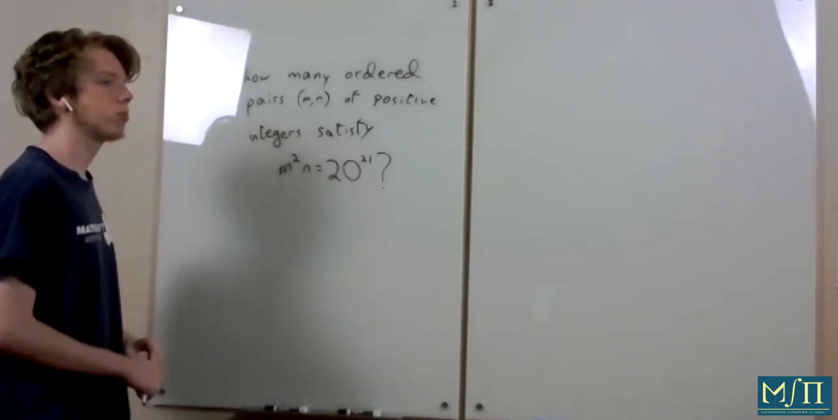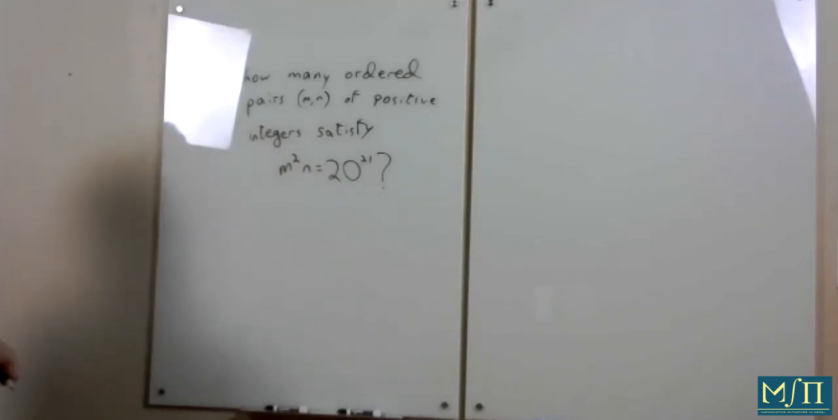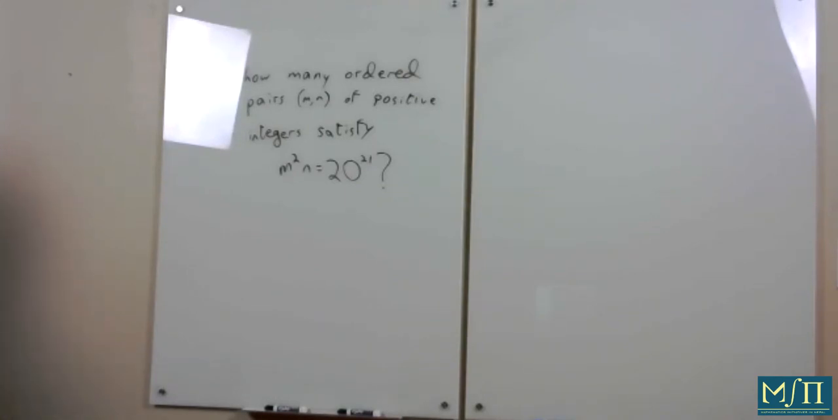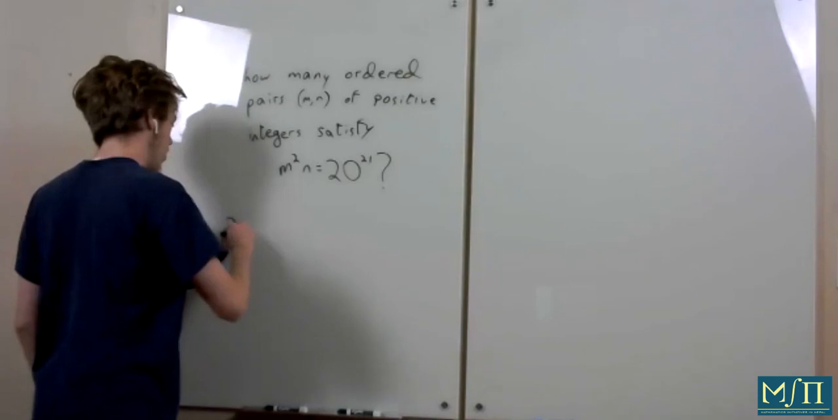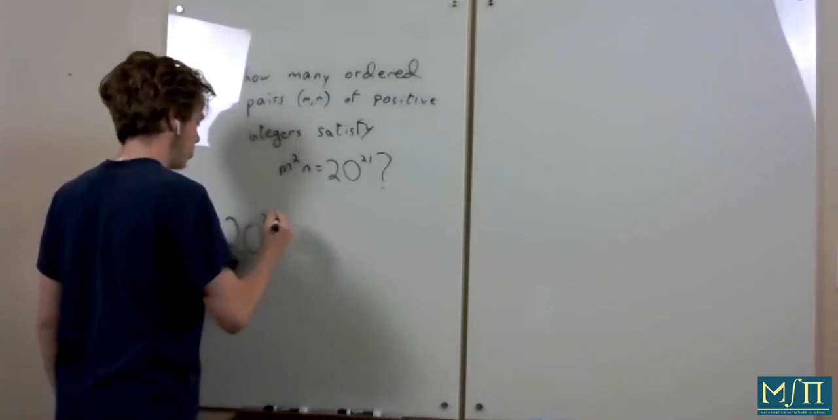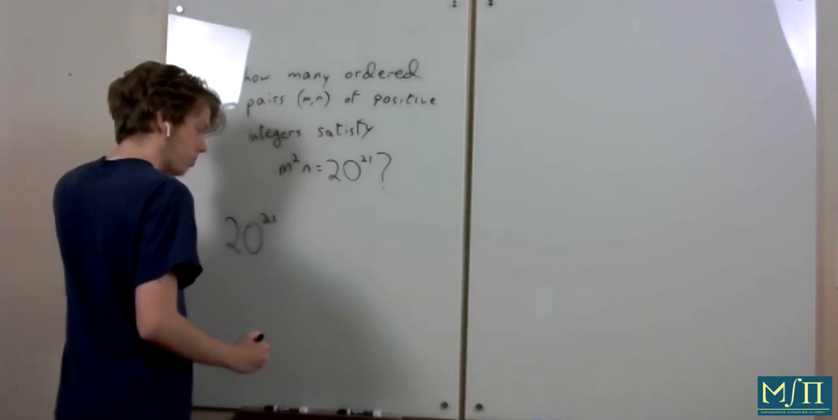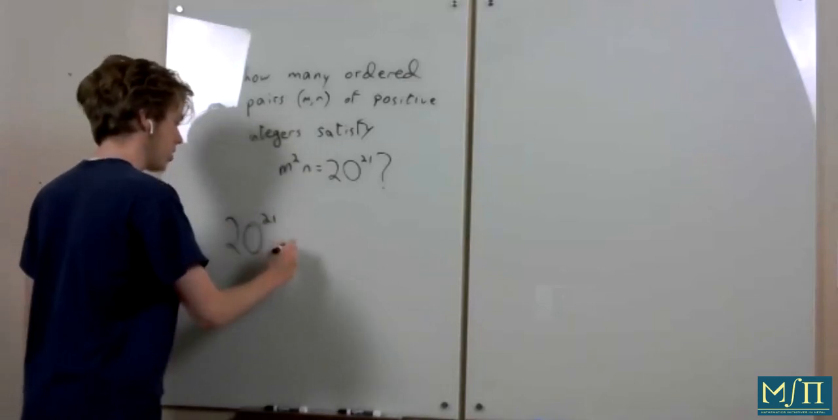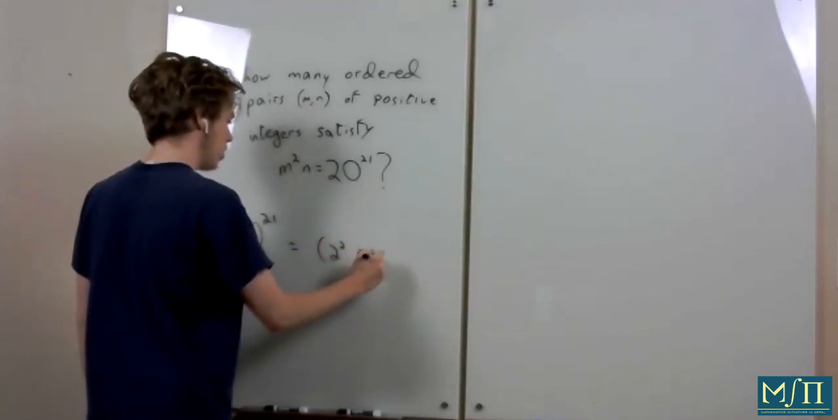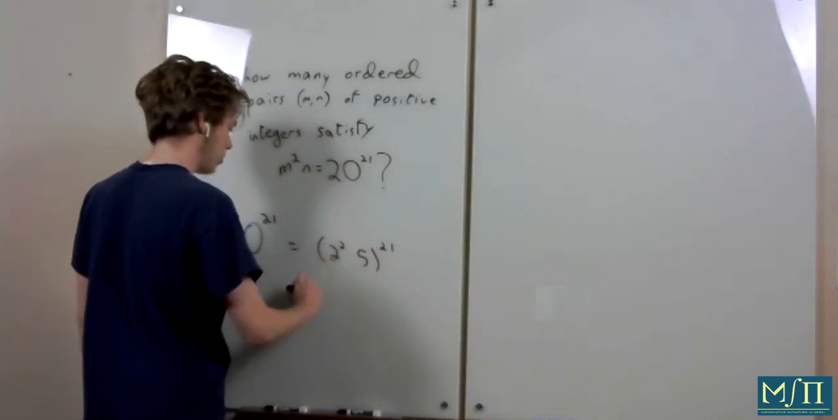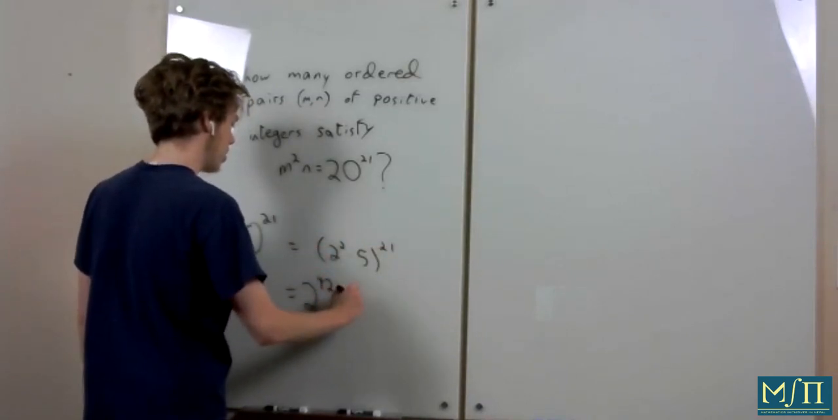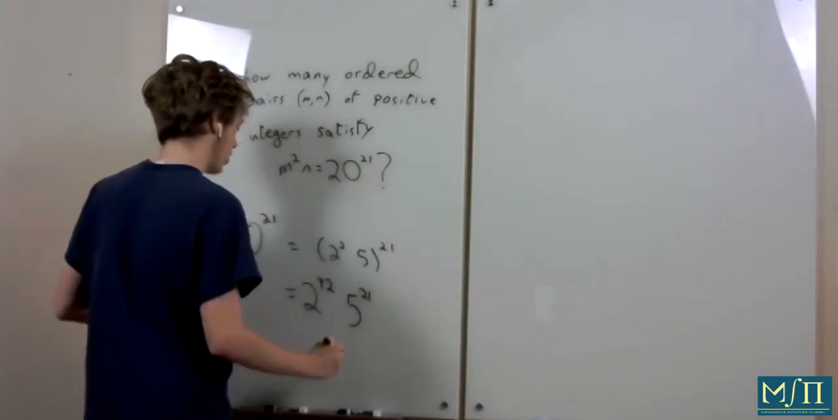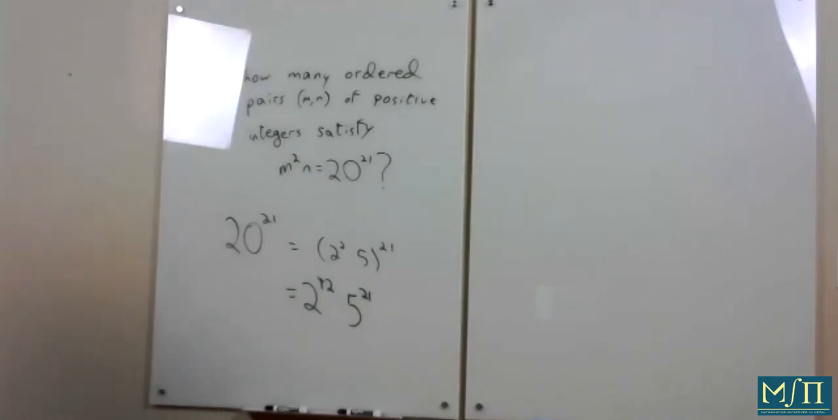For this problem, this is similar to the first problem we did yesterday in that it's going to be important to look at the prime factorizations. So let's take this number, 20 to the 21st power, and write it in terms of its prime factorization. 20 is 2 squared times 5. So this number is 2 squared times 5, all to the 21st power. So it's 2 to the 42nd power times 5 to the 21st power.